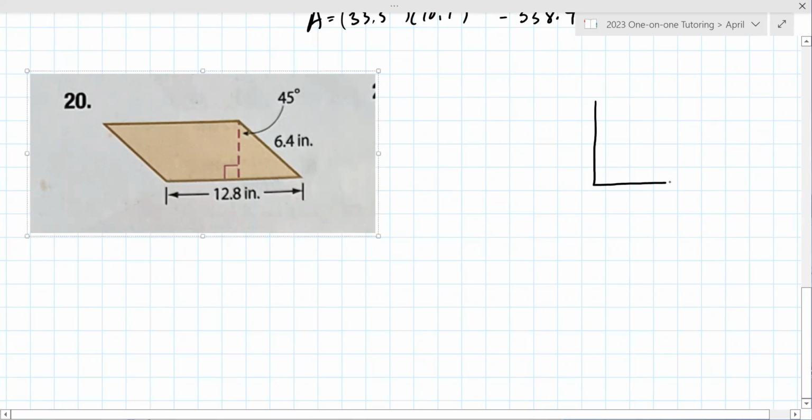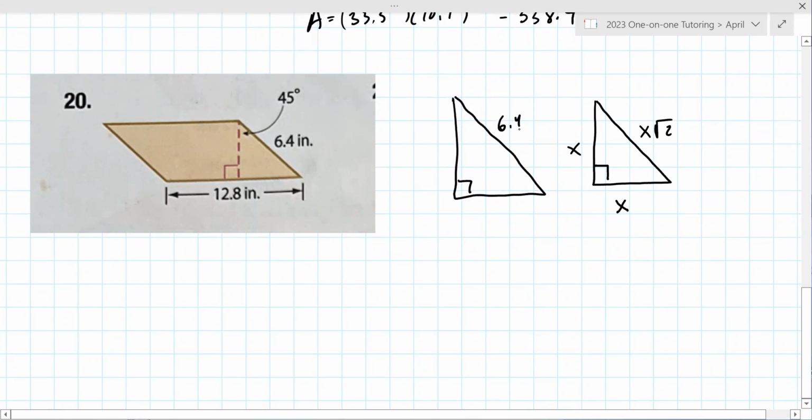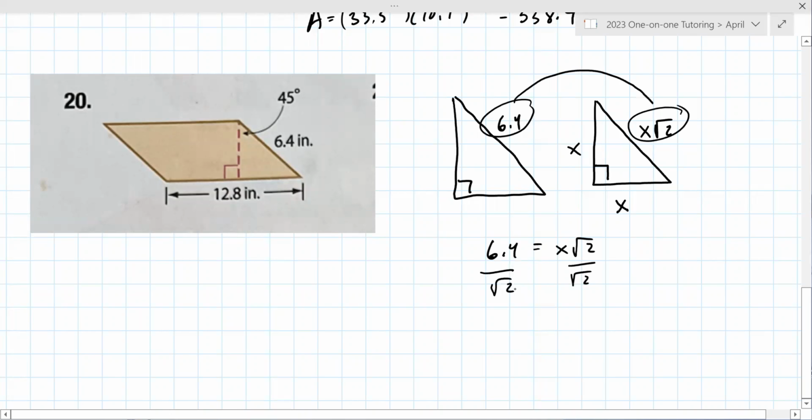The base is 12.8. This time, the reference triangle shows that you're given the hypotenuse. So this, I don't know if you remember this from when you're doing triangles, you set the known side equal to the reference side. 6.4 equals x root 2. And you have to divide both sides by root 2. Because we're rounding for our final answer, we're just going to go right to the calculator. We don't have to rationalize this or anything. But go ahead and round it to 4 decimal places for now.